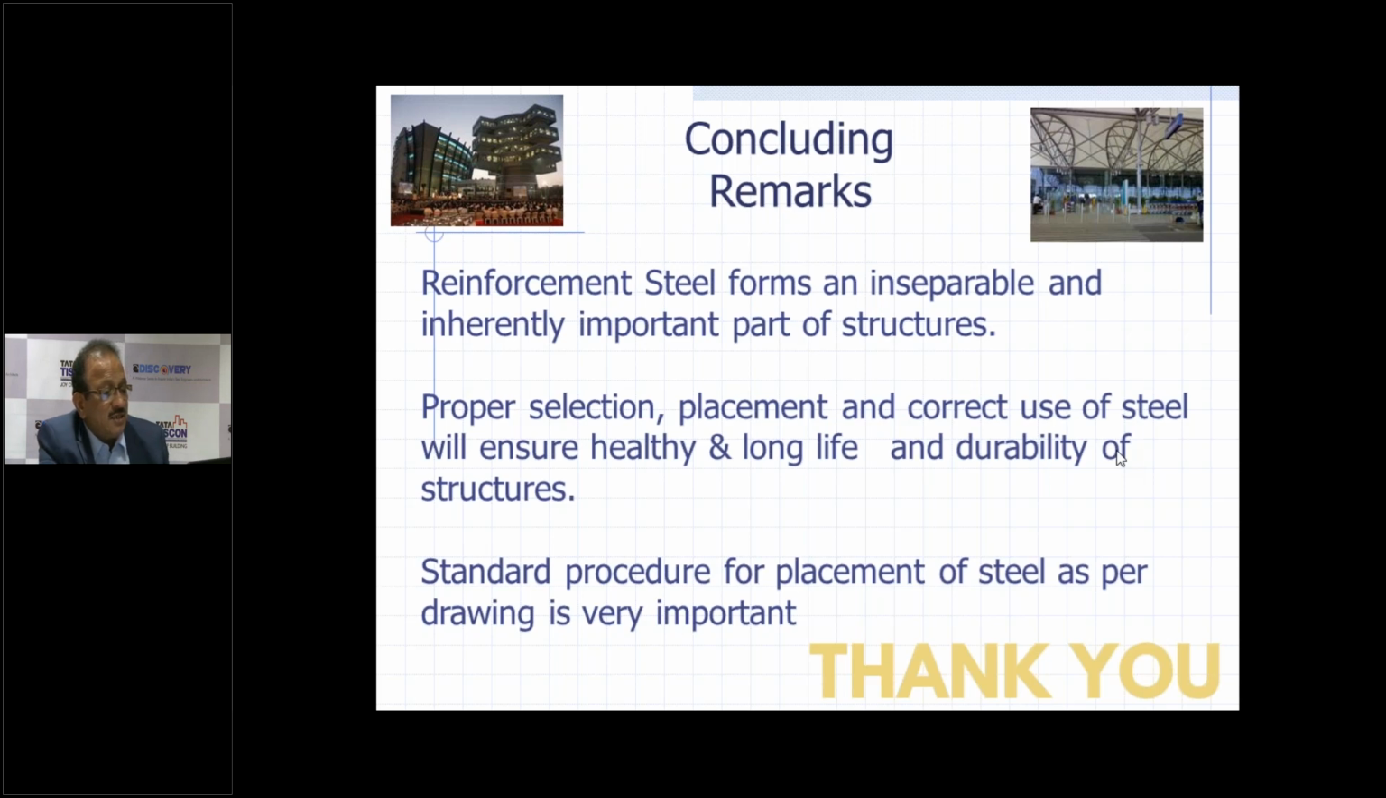Sayyid Mukhtiar is asking, can you brief about lapping zones in columns and beams? What do you mean by lapping zones? Actually, I have not understood. So I'm going to the next question. Ramakrishna Yemul wants to know whether couplers are recommended. Yes, couplers are recommended. There is no issue on that.